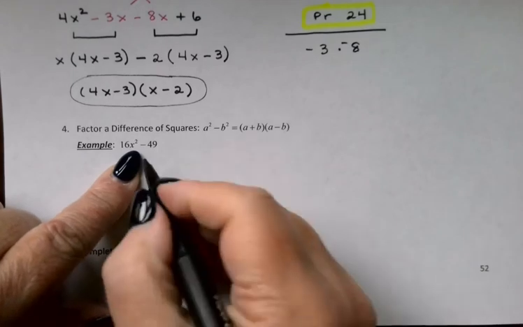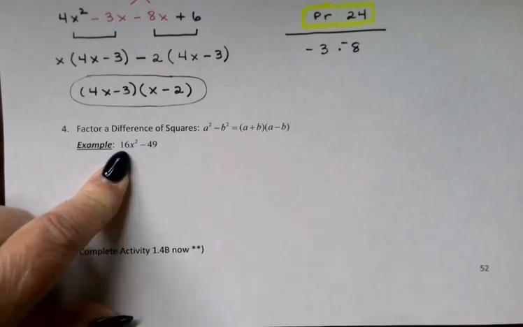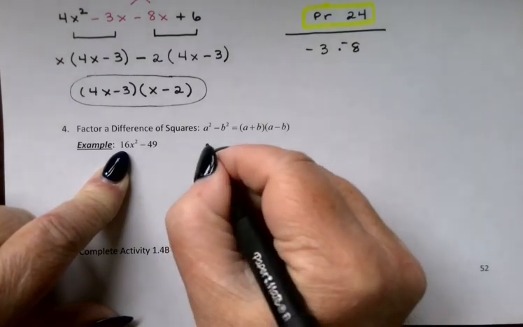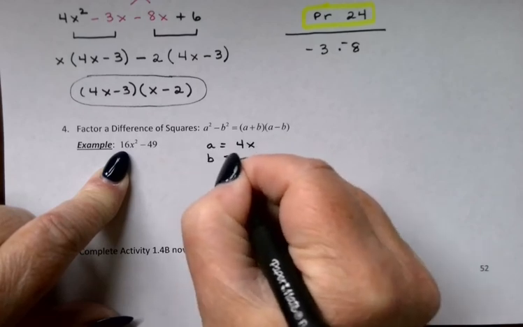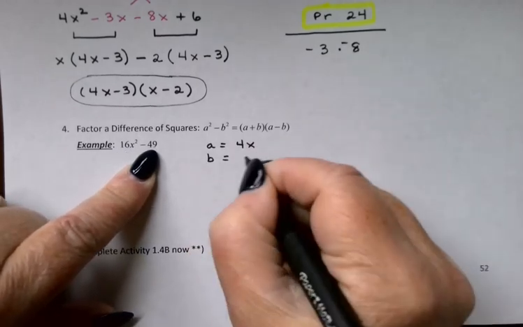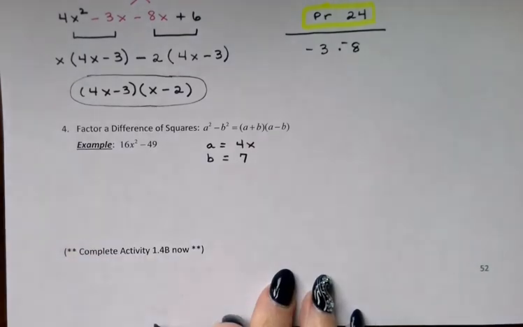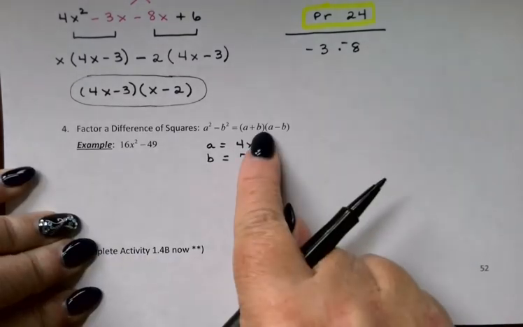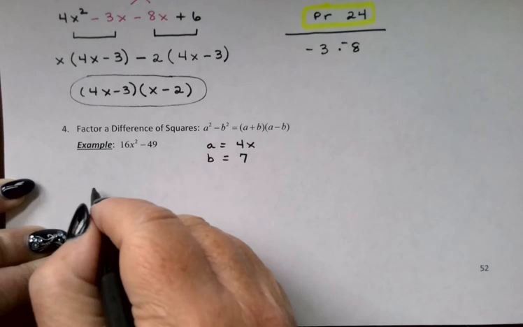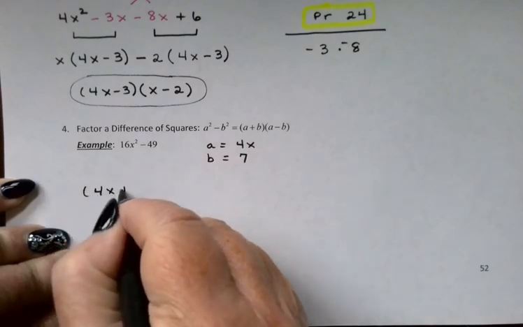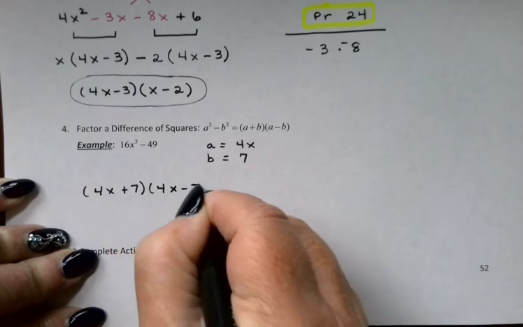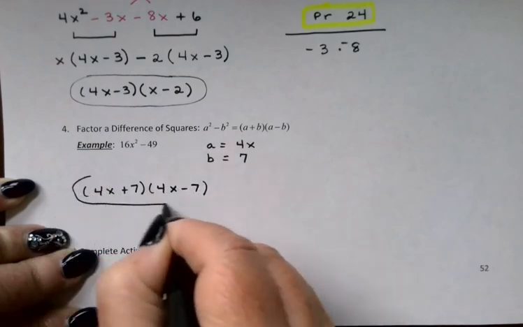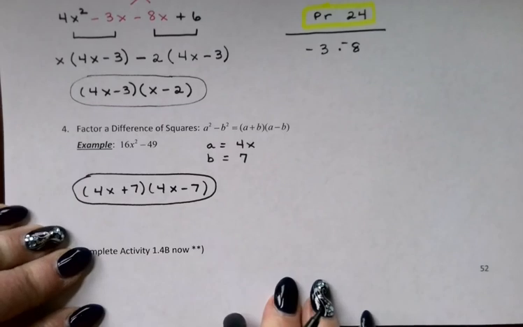Here's an example. Notice that the first term, 16x squared, is the square of 4x. So I'm thinking a is 4x. b would be 7, since 49 is the square of 7. Then I just follow my pattern here. A plus b would be 4x plus 7, and a minus b would be 4x minus 7. And there's my factored form.